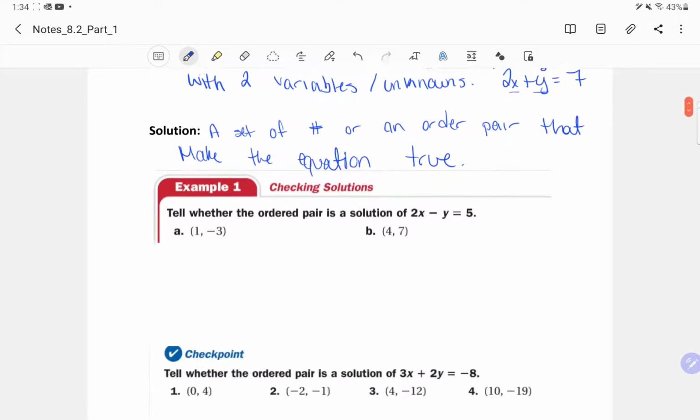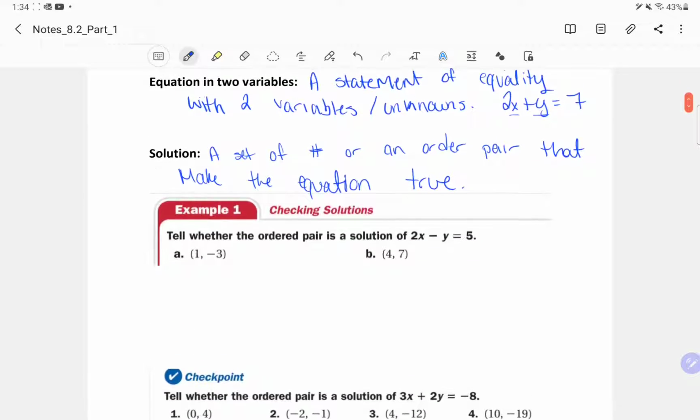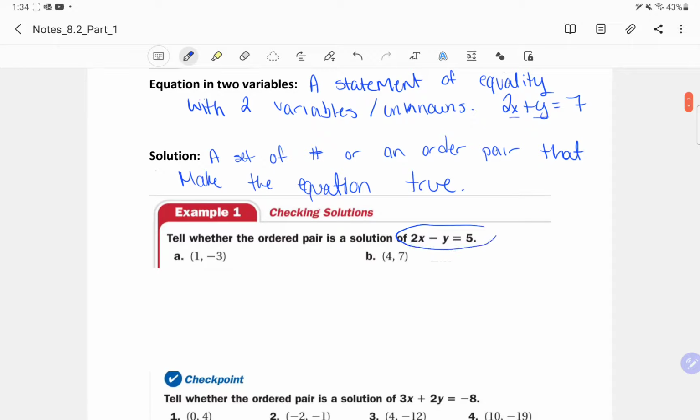All right, so let's look at example 1. In example 1, we're dealing with this equation here, so I'm going to rewrite that: 2x minus y equals 5. And they want to know, is this ordered pair a solution? So when I plug this ordered pair in, do I get a true statement? Well, in an ordered pair, the first number is always x, the second number is always y. So I'm going to take x and plug it in for x. I'm going to take y and plug it in for y.